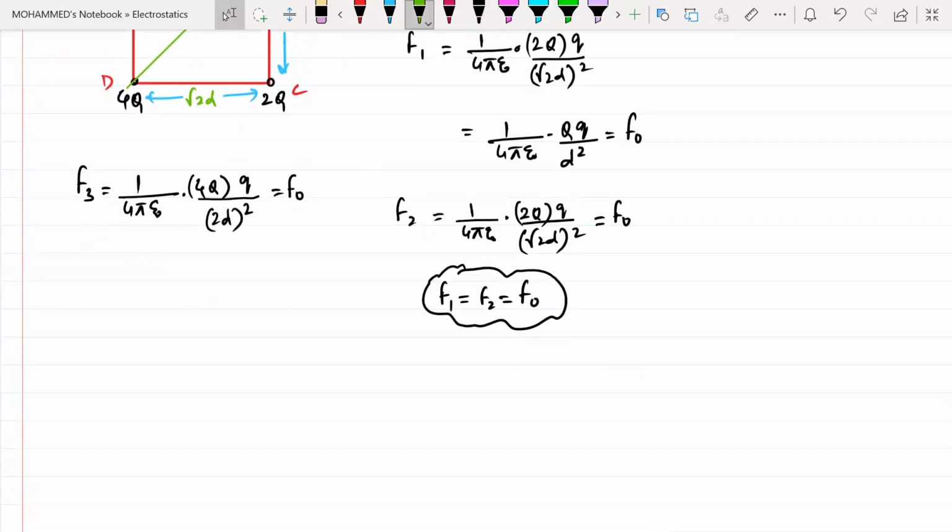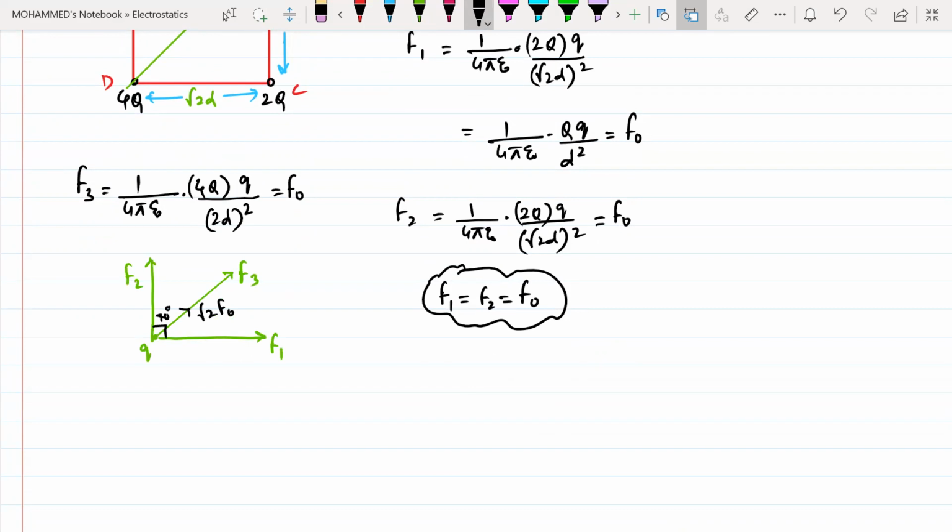Now see this one carefully. If I am saying this one as the point charge Q, on this one there is one force, on this one there is one force, and on this one there is one force. This one is F3, this one is F1, and this one is F2. See here, F1 and F2 are perpendicular to each other, beta. So the resultant of these will become root 2 times of F0, because the angle between F1 and F2 is 90 degrees.